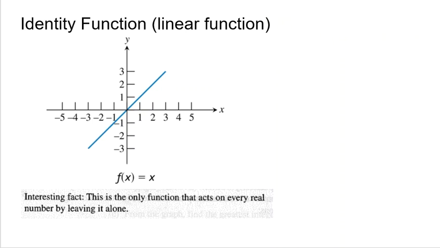This is the identity function. This is a linear function. The linear functions are known as identity functions. And the interesting fact here is that this is the only function that acts on every real number by leaving it alone, which is why it's called the identity function. Because if you plug in 2, you get 2. If you plug in 3, you get 3. It's like looking in a mirror. Right? The input and the outputs are always going to be identical, which creates a linear graph, right? So it's a very, very simple function, very easy, what everybody knows about.